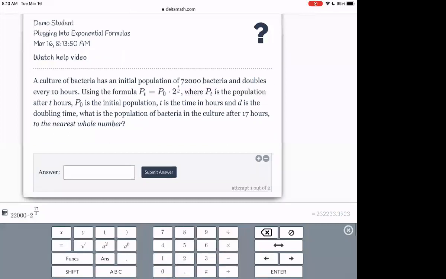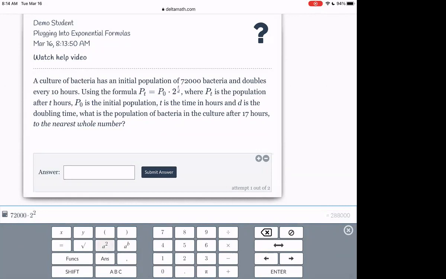Same thing, but we have different starting numbers, different doubling time, and different number of hours. Actually, it's the same number of hours, but let's just type it in over here since we already have the calculator out. So our initial population is 72,000. So I'm going to go over to the thing that I'm typing into the calculator. Why is it not letting me? Okay, you know what? 72,000. Then times 2 to the power of T over D.